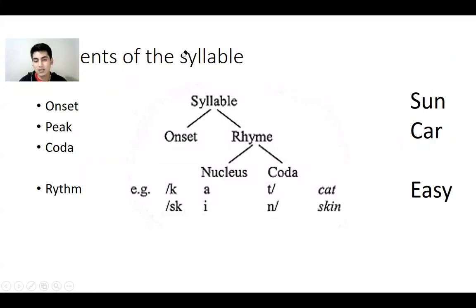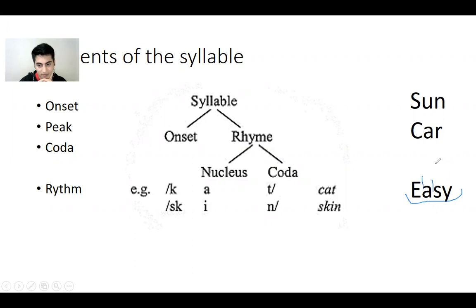But it's not that easy, because we have some examples like this one, easy, easy. This word, easy, we can divide into two syllables. One is going to be E, and the other one is going to be C. So where should it be separated? Should it be here or here?